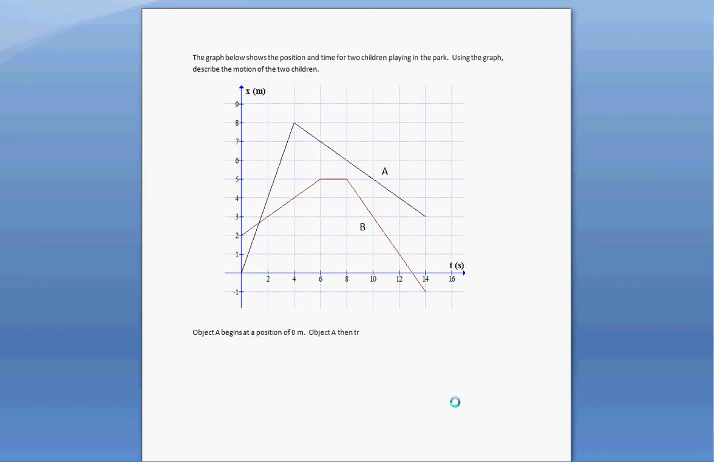Object A then travels in the, well, it's either going to be positive or negative. So we're going from 0 to 1 to 2 meters to 3 meters to 4. So that looks like the positive direction. At a speed of, well, let's see, in 1 second, so 1 second is here, we've gone 2 meters. So that's 2 meters every second. 2 meters per second. At, let's see, at 4 seconds, that's going to change.